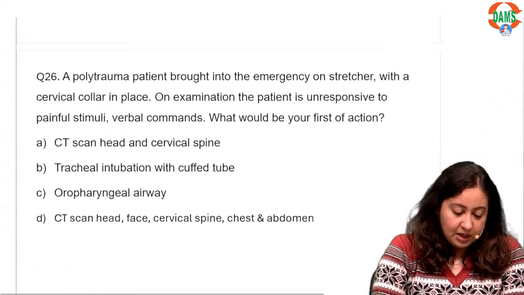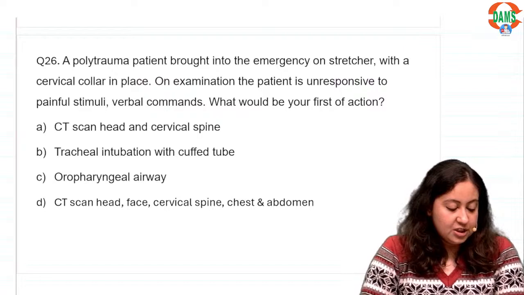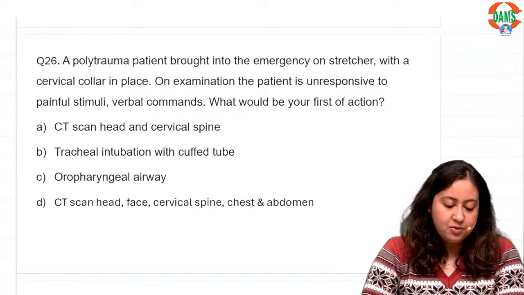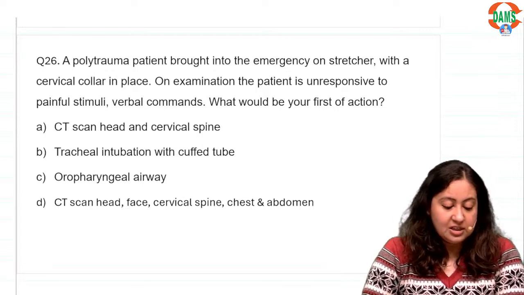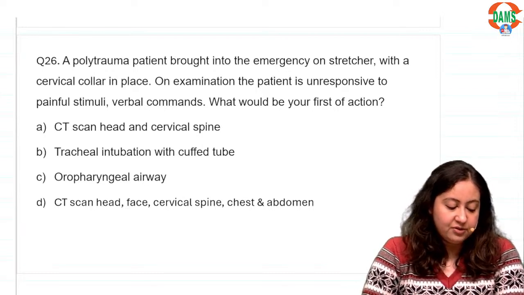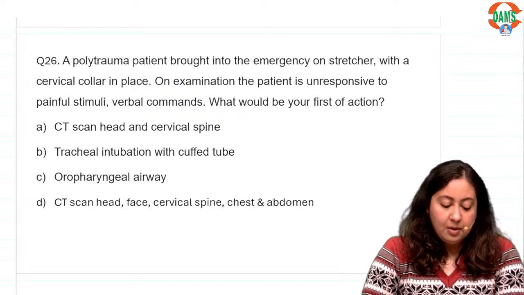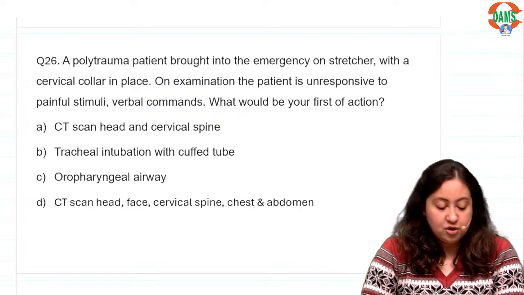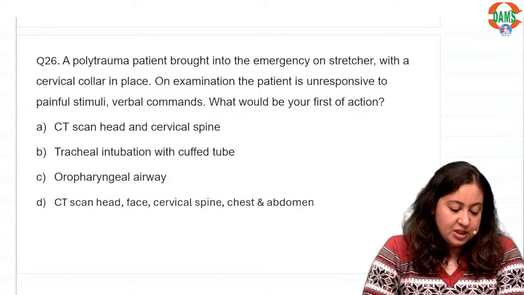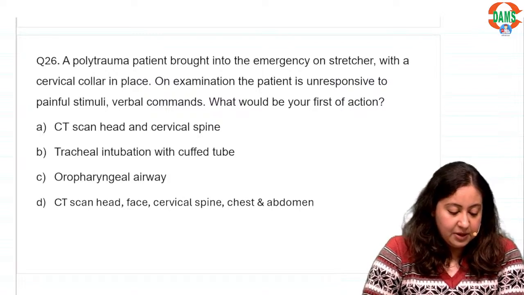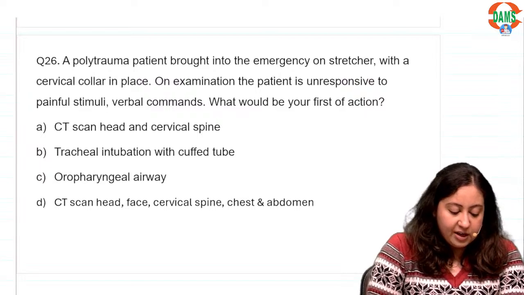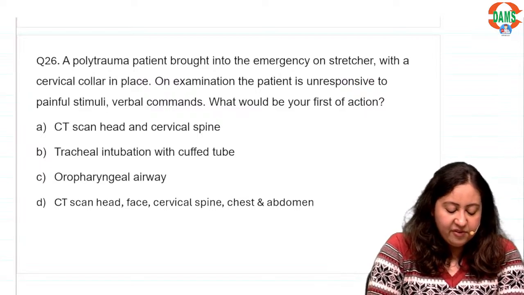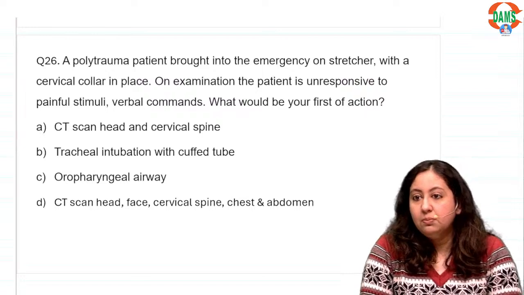Now, our last question for today, question 26. A polytrauma patient is brought into the emergency on a stretcher with a cervical collar in place. On examination, the patient is unresponsive to painful stimuli and verbal commands. What would be your first action? A. CT scan head and cervical spine. B. Tracheal intubation with cuffed tube. C. Oropharyngeal airway. D. CT scan head, face, cervical spine, chest and abdomen.